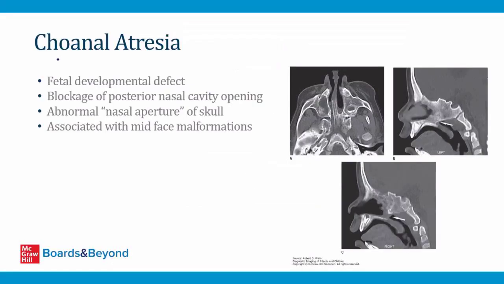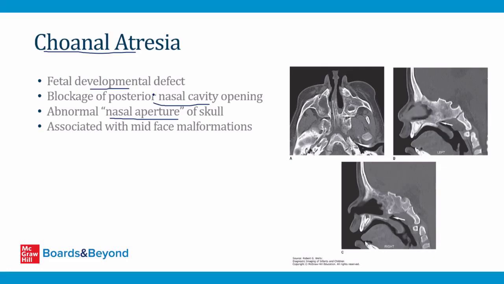Okay, let's talk briefly about a developmental defect involving the upper respiratory tract, and that's called choanal atresia. So this is a fetal developmental defect, and when it occurs, there's blockage of the posterior nasal cavity opening. I'll talk more about this in a second. The buzzword you want to know is that there's abnormal nasal aperture of the skull. So the aperture is the opening of a structure. So the nasal opening in the bones of the skull is what's abnormal in choanal atresia.